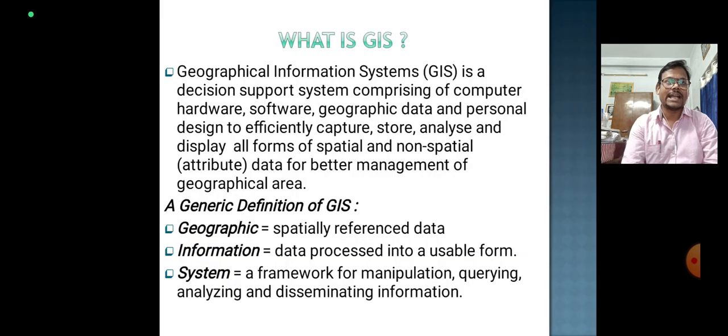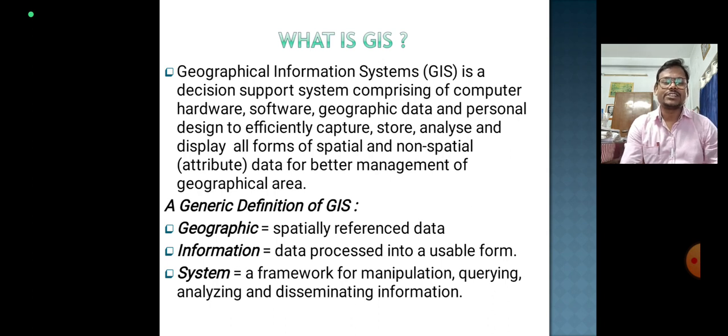What is GIS? First of all, you know, the full form of GIS is Geographical Information System. So, GIS is a decision support system comprising computer hardware, software, geographic data and personnel designed to efficiently capture, store, analyze and display all forms of spatial and non-spatial data for better management of a geographical area.